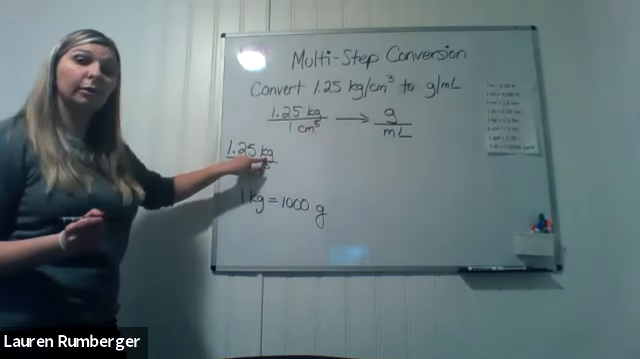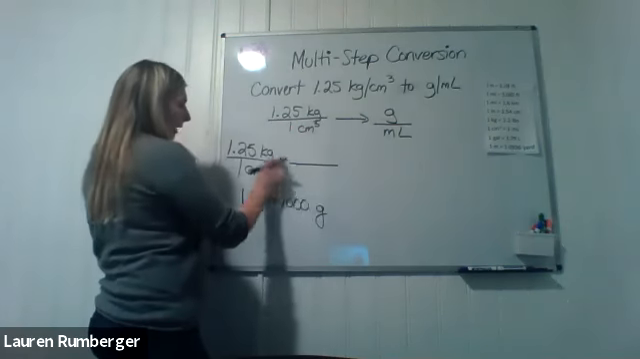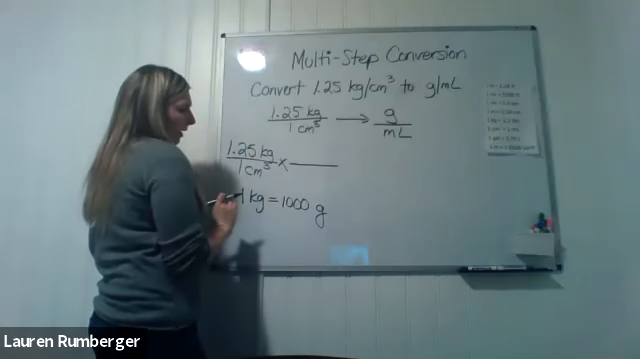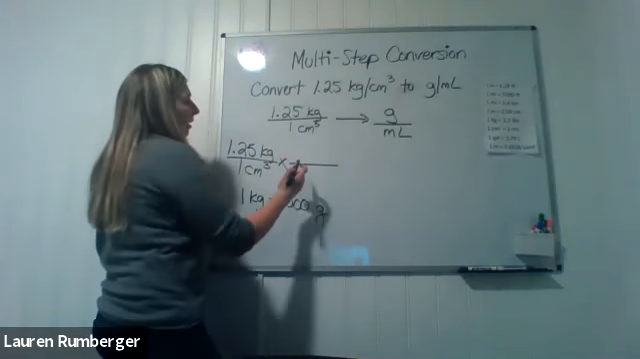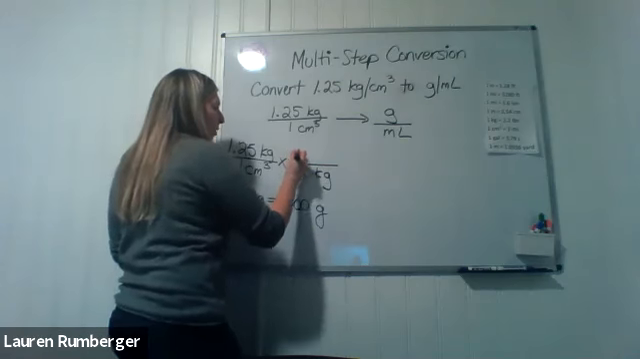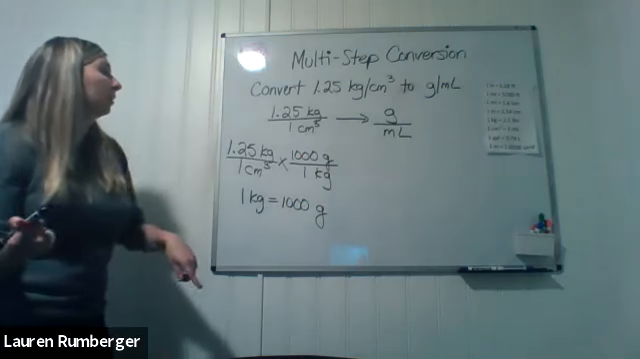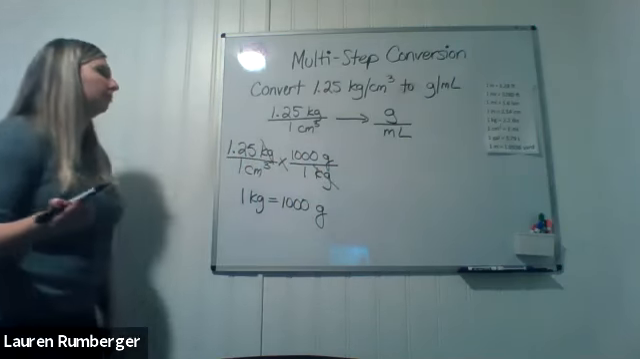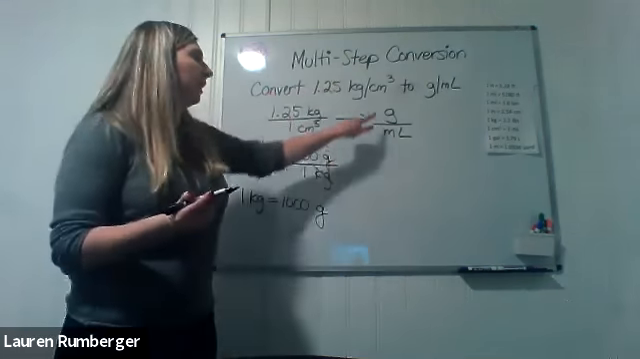Since the kilograms are in the numerator, we need to place kilograms in the denominator to cancel diagonally. So for my first step in my conversion, I'm going to put 1 kilogram on the bottom and 1,000 grams on top. Now that allows us to cancel kilograms. Now we have what we want in the numerator.